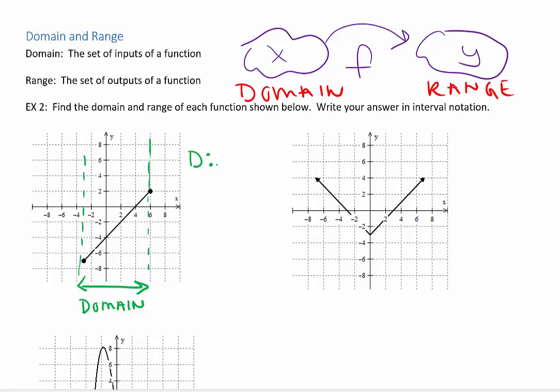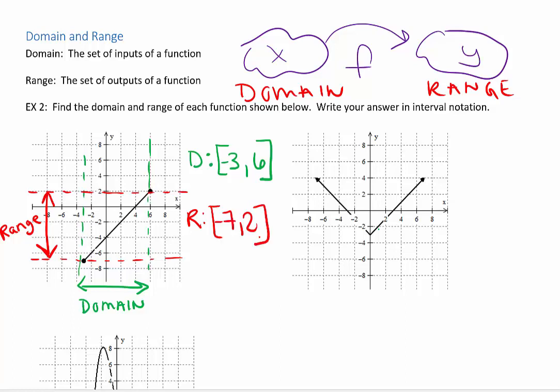And so in this first image, it looks like the graph starts with an x value of negative 3 and stops with an x value of 6. I write my answer in interval notation. The domain is everything from negative 3 to 6. I did the square brackets because we've got closed circles, we're including the endpoints. Now the range is all of the y values that the function exists for. And so reading this graph from the bottom to the top, it looks like the smallest y value is negative 7, and the largest is positive 2. In interval notation, that's everything from negative 7 to 2, again with those brackets because of the closed circles.